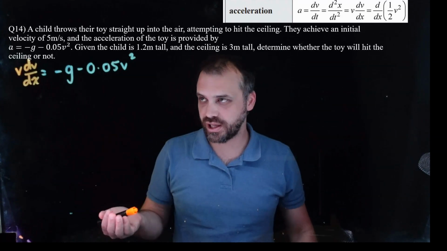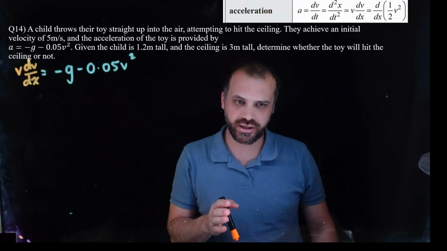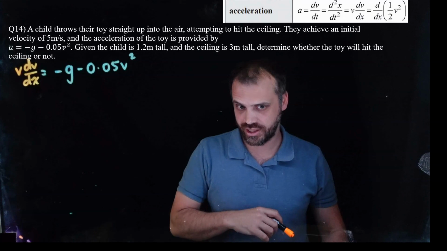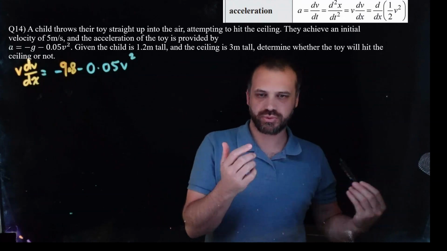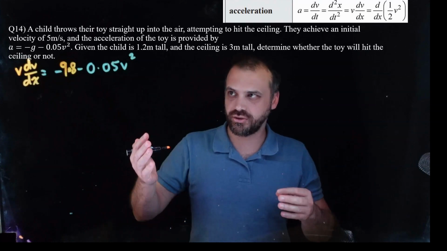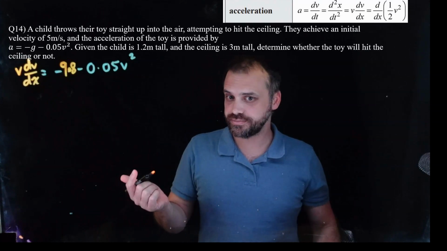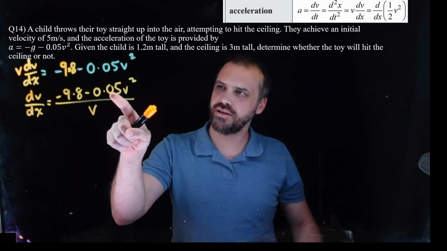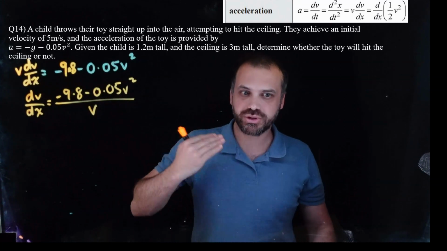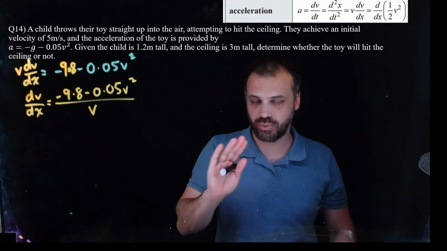While I'm in the mood for replacing things, I notice this g here. My formula sheet says gravity is 9.8 meters per second squared. Okay, grand, I love it. That's where we're going to start from. So I'm going to get this dv dx by itself by dividing both sides by v. And then just because I can, I'm going to get rid of this negative 0.05 by multiplying everything by 20.